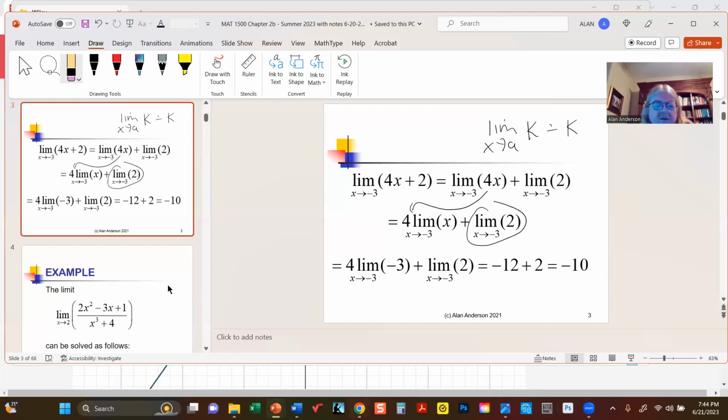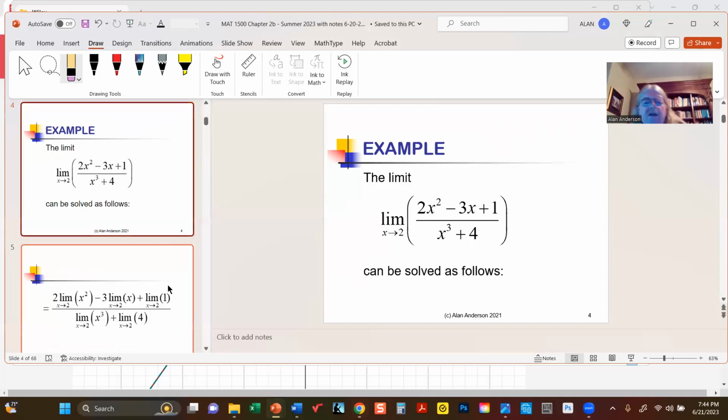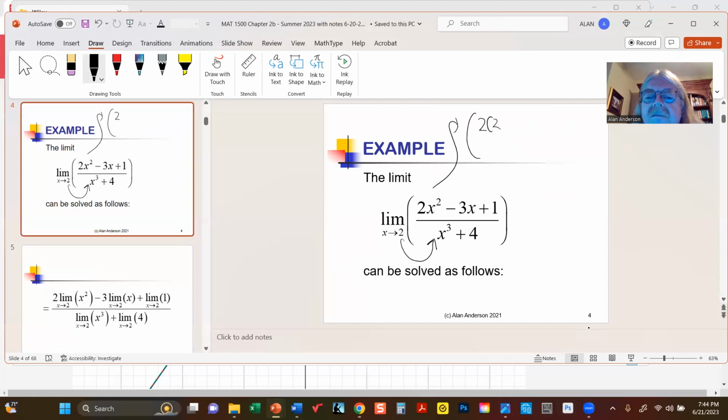Now here, we do have a quotient. So when we have a quotient, the first thing we have to ask ourselves is whether or not this limit could result in division by 0. And here, fortunately, the answer is no. Okay, so that means we can just go ahead and directly substitute 2 for x. And we'll end up with the correct result.